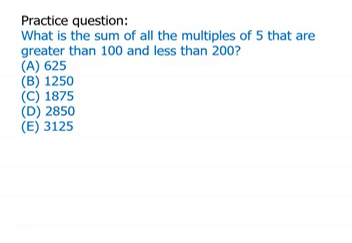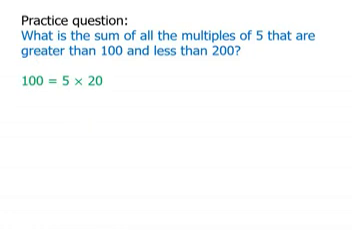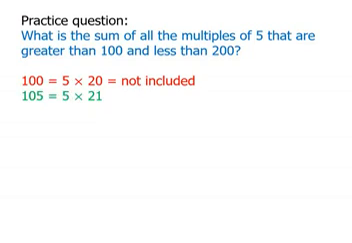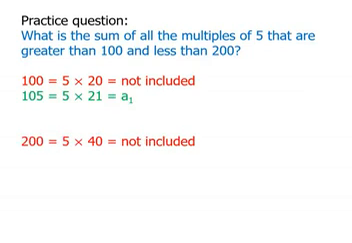This is a tricky problem because we're not including 100, we're not including 200, but we are including all the multiples between them. So 100, of course, is 5 times 20. That's not included. But if we add 5 more, 105, that should be 5 times 21. So that is included. And that's, in fact, the first term. Now go to the end of the list. 200 is 5 times 40. That's not included. But if we subtract 5, go down to 195, that should be 5 times 39. And that's a sub n.